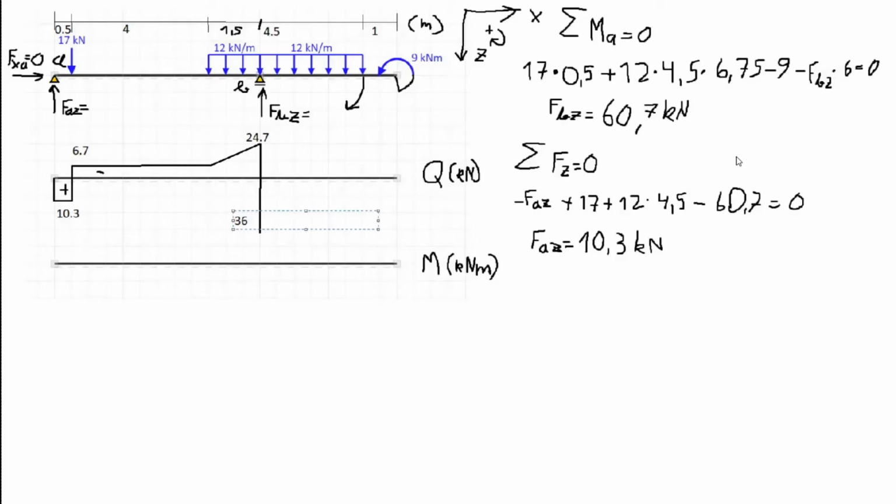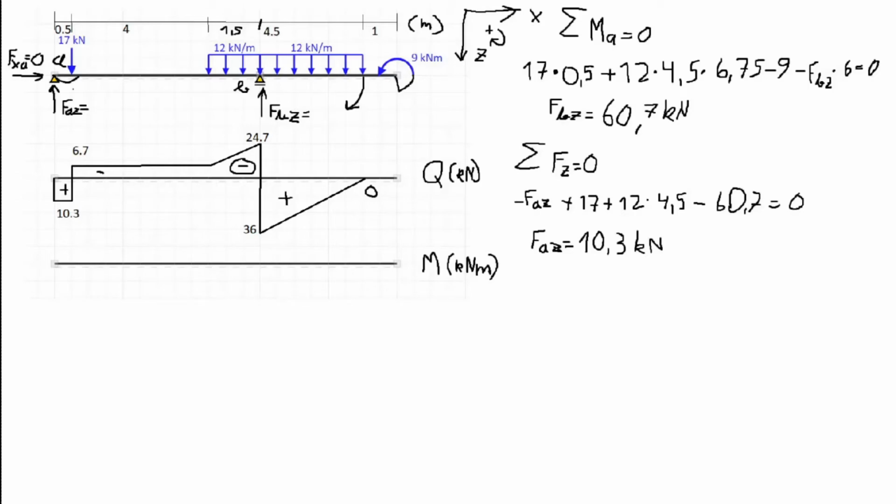And finally, the only force that we have left is this final part of the distributed load, which has the length of 3 meters, and 3 times 12 kilonewton per meter is equal to 36, and 36 minus 36 is equal to 0. Now let's move on to calculating the moments diagram.